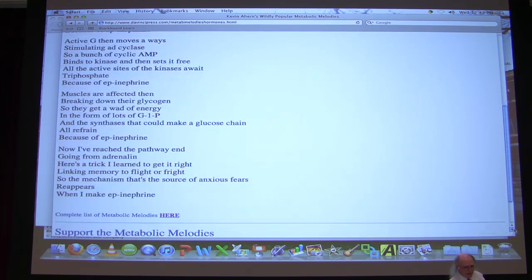Now I've reached the pathway end, going from adrenaline. Here's a trick I learned to get it right, linking memory to flight or fright. So the mechanism that's the source of anxious fears reappears when I make epinephrine.